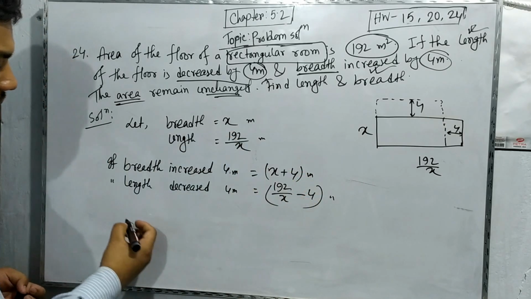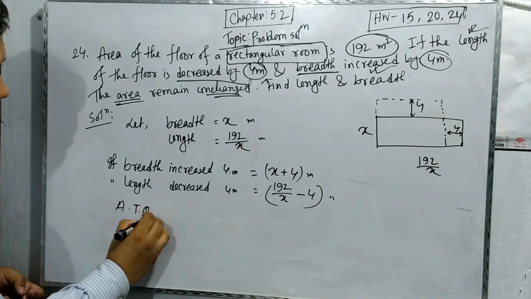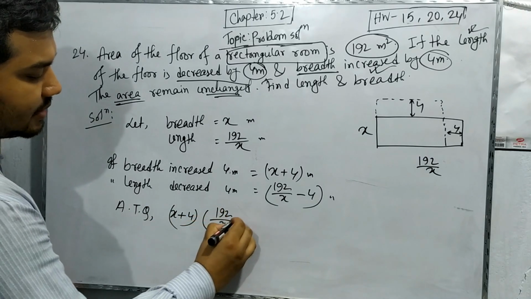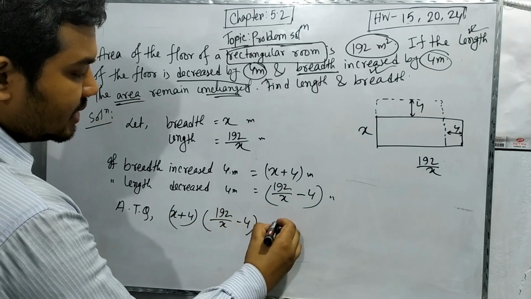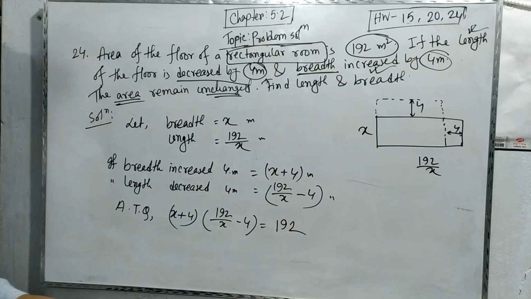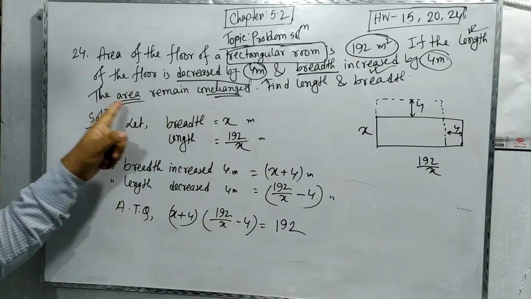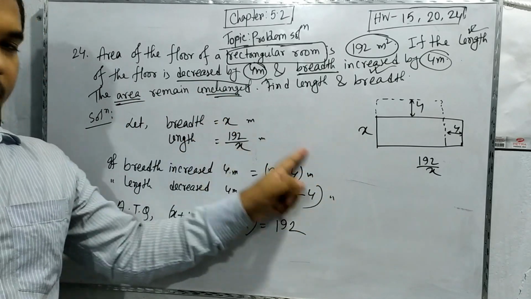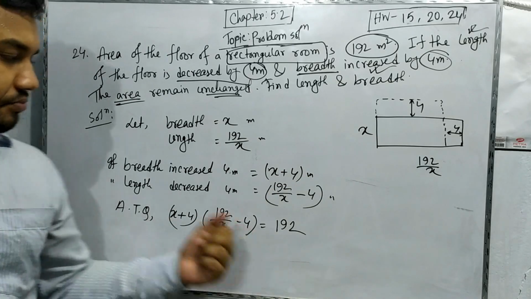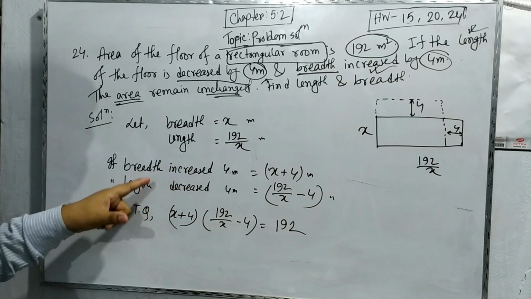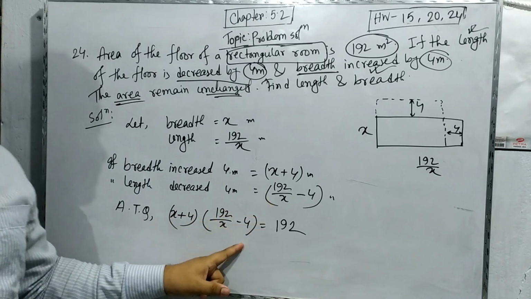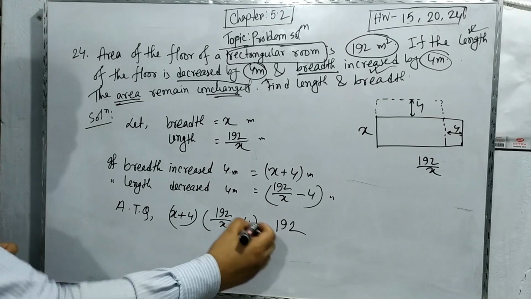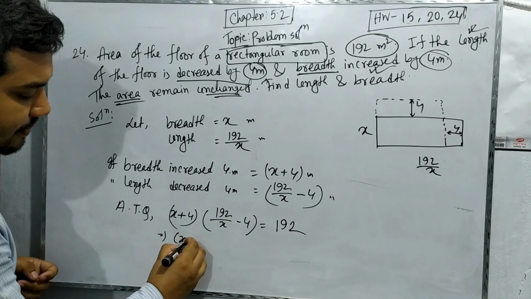So what will be the area? According to the question, x plus 4 times 192 by x minus 4 equals 192. Why? Because the area remains unchanged. Although we have changed these two, our area is unchanged. Since length and breadth are these two, if we multiply them, we get the area, and the area will be 192. Now we have to just solve this equation.